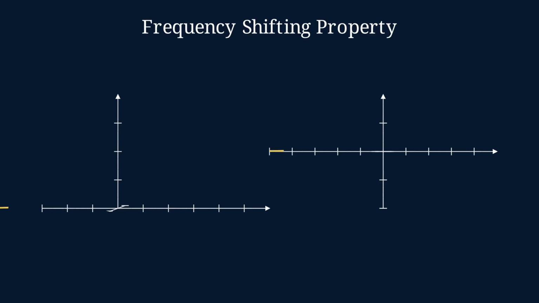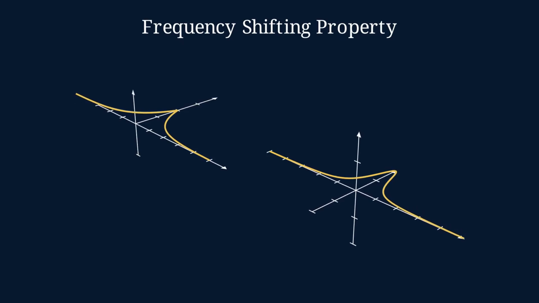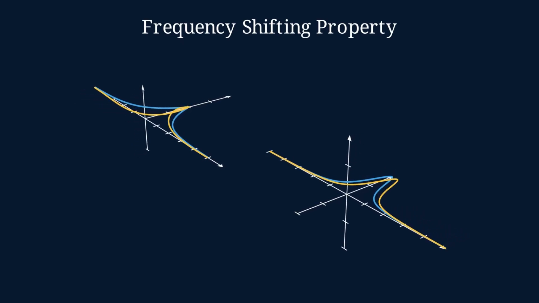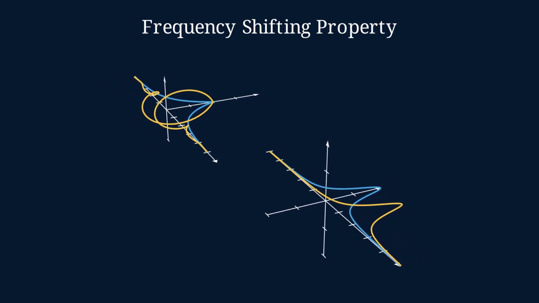We now explore the frequency shifting property of the Fourier transform. The original signal is a double exponential. Its spectrum is centered at zero frequency. Now we multiply the signal by a complex exponential. This introduces oscillations in time.